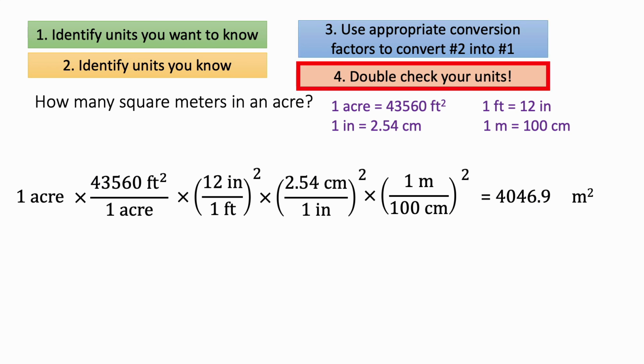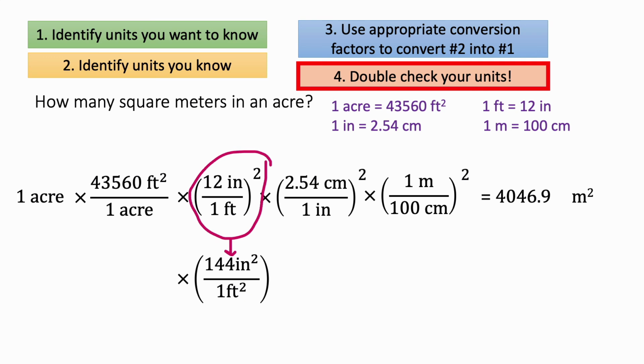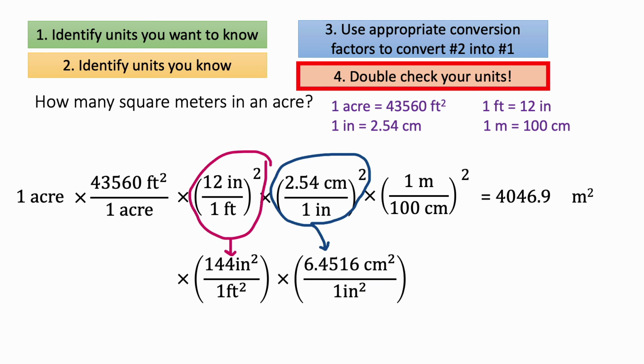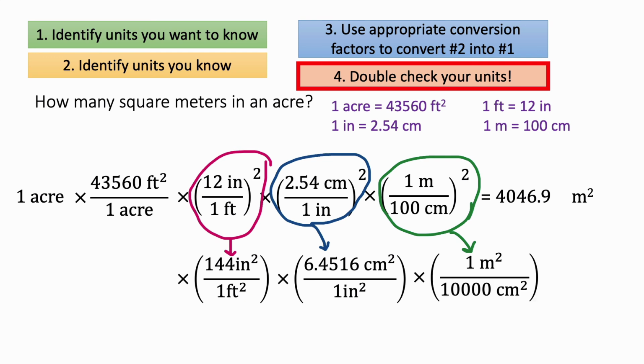Okay, so let's check our units. Before we check our units, let's look at this thing right here, which is 12 inches divided by 1 foot, quantity squared, and let's square everything within those brackets. That will give us 144 square inches. That's 12 inches squared, divided by 1 square foot, which is 1 foot, quantity squared. Then we can do the same thing with this. Let's square that, and we get 6.4516 square centimeters per square inch. And then let's square this. That'll give us 1 square meter divided by 10,000 square centimeters.